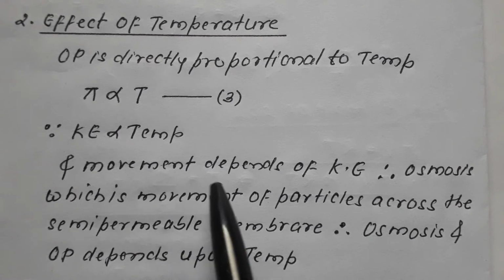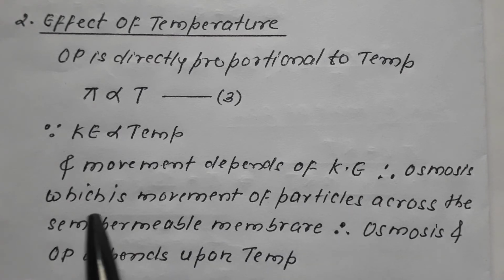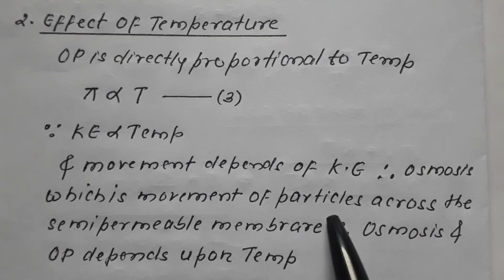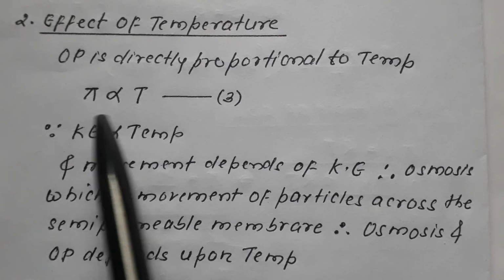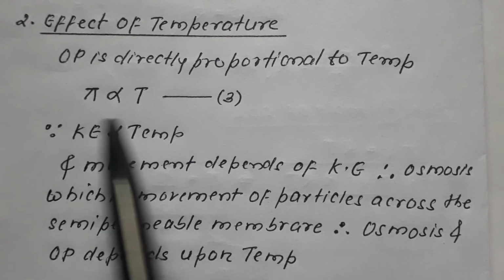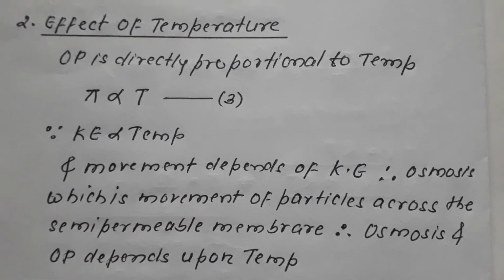Movement depends upon kinetic energy, therefore osmosis, which is the movement of particles across the semi-permeable membrane, increases, therefore the osmotic pressure increases, hence osmotic pressure depends upon temperature. So with increase in temperature, since kinetic energy of the molecules increases, their mobility across the semi-permeable membrane increases, therefore osmosis increases, hence osmotic pressure increases. So osmotic pressure is directly proportional to temperature.